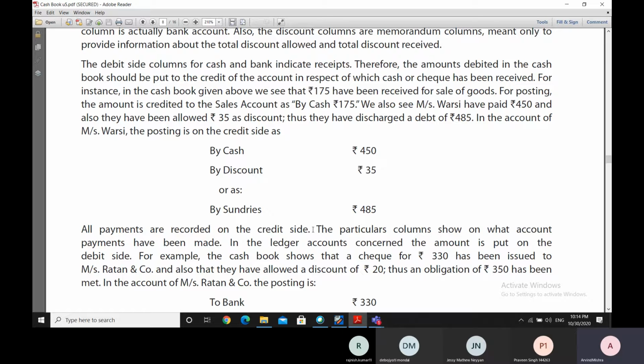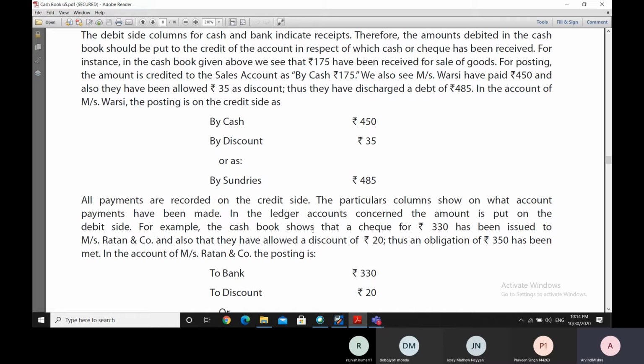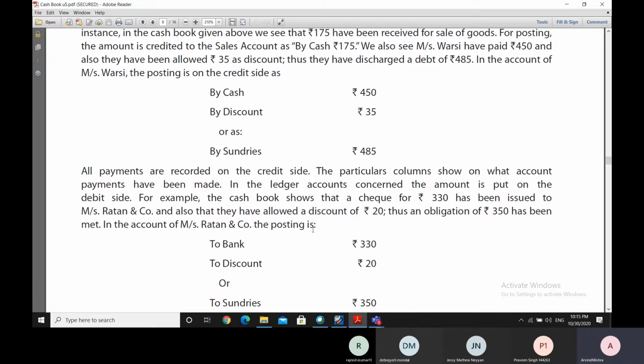For example, the cash book shows that a check of rupees 330 has been issued to Messrs. Ratan and Company. It is showing in the cash book on the credit side that a check has been issued for rupees 330 to Messrs. Ratan and Company, and also that they have allowed a discount to us of rupees 20. So by paying rupees 330, we are discharging a debt of rupees 350, 330 plus 20.